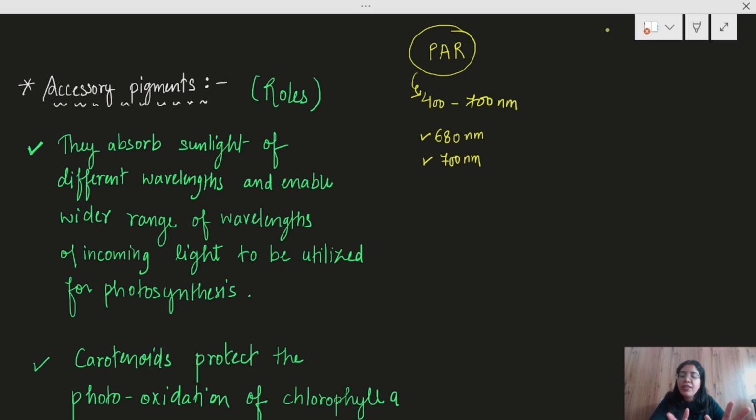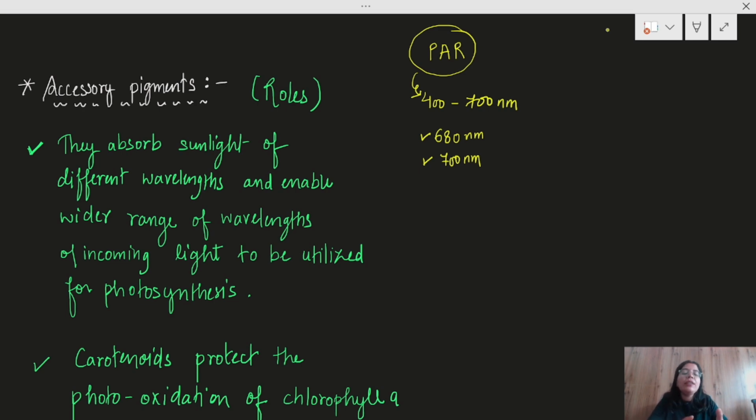Because of this, what happens? A lot of energy together is not falling on chlorophyll A, right? Because as a result, what will happen? If all the wavelengths are absorbed by the same pigment, it will get damaged, right? That will result in photo-oxidation, right? That much energy it cannot hold, because all the electrons will be lost at once and the structure will be destroyed. So what plants have done, they have segregated the roles, right?